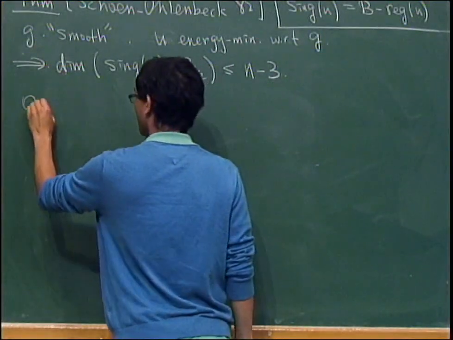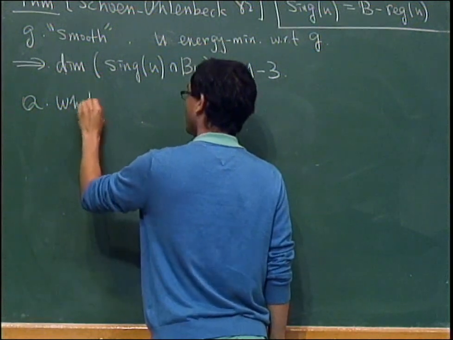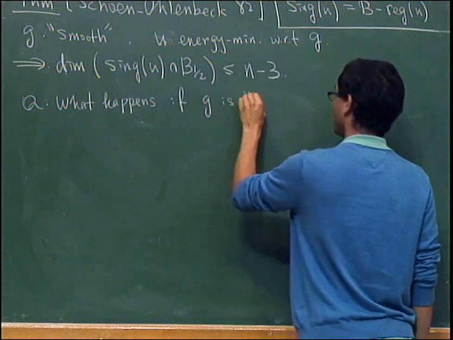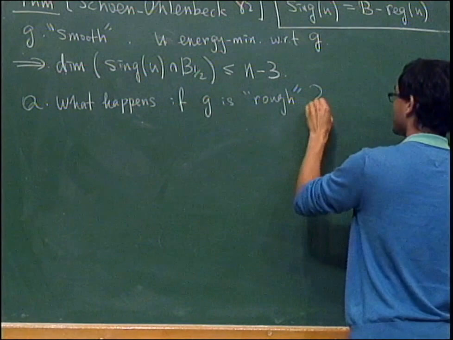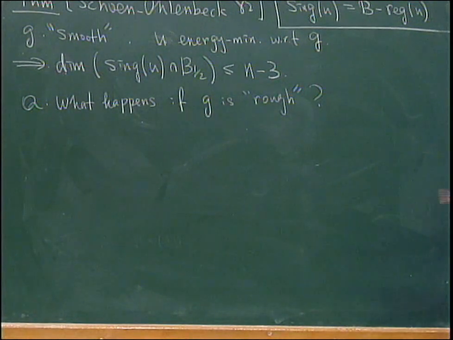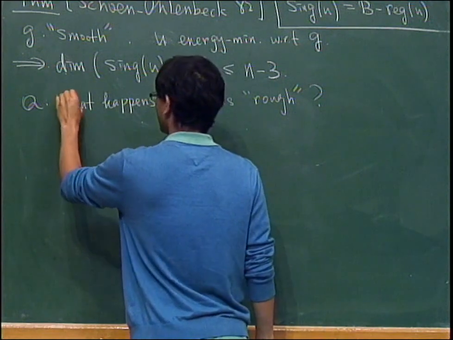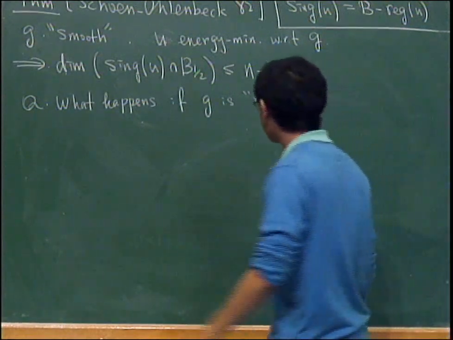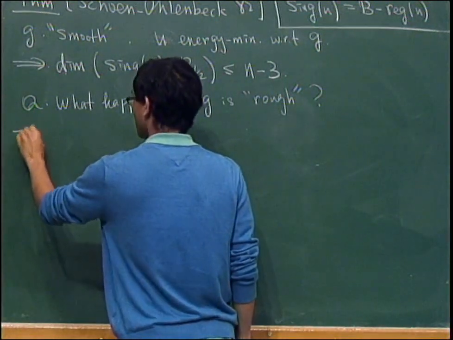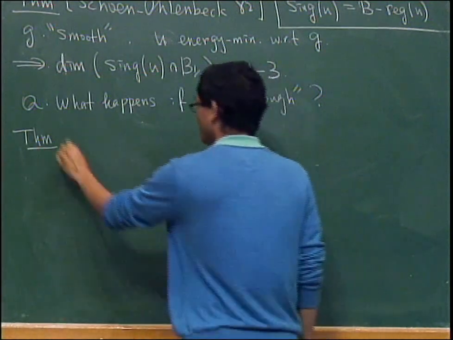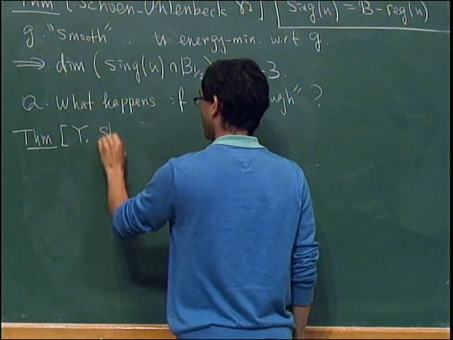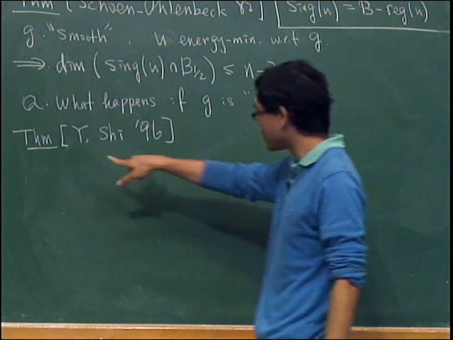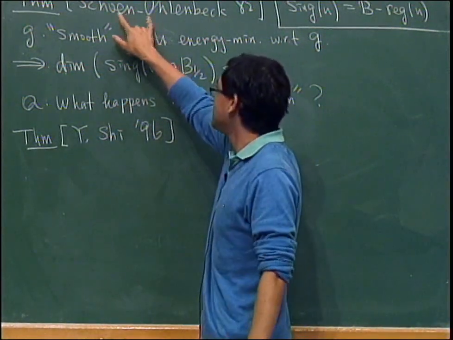Yeah, so the question is, what happens if G is allowed to be rough, if it's discontinuous? Things like that. And perhaps the first step towards answering this question was contained in the work of Xi, which goes back to '96. So he managed to generalize the first step in this Schoen-Uhlenbeck theory.